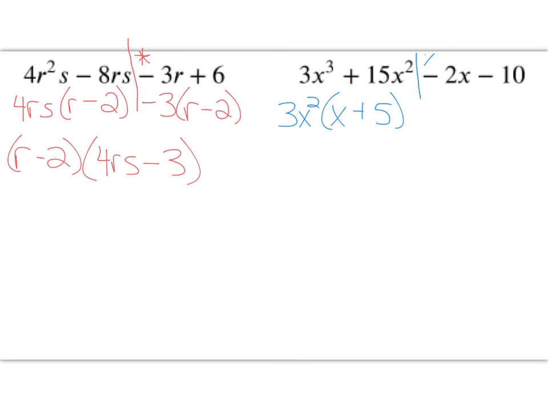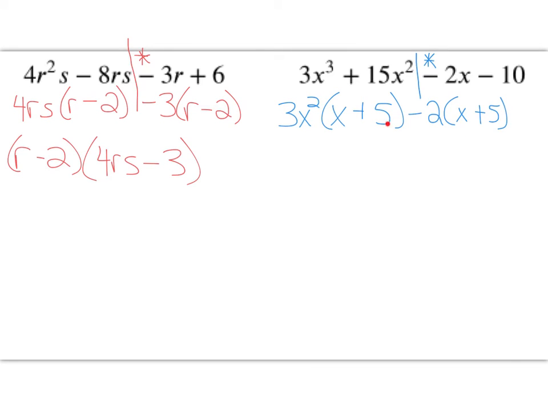Now, since this middle term is negative, that means I want to factor out a negative with whatever's next. So I look at minus 2x minus 10. The only thing that's common to both of those is a 2. So I'm going to factor out a negative 2, and that's going to leave me with a positive x, and then negative 10 divided by negative 2 is positive 5.